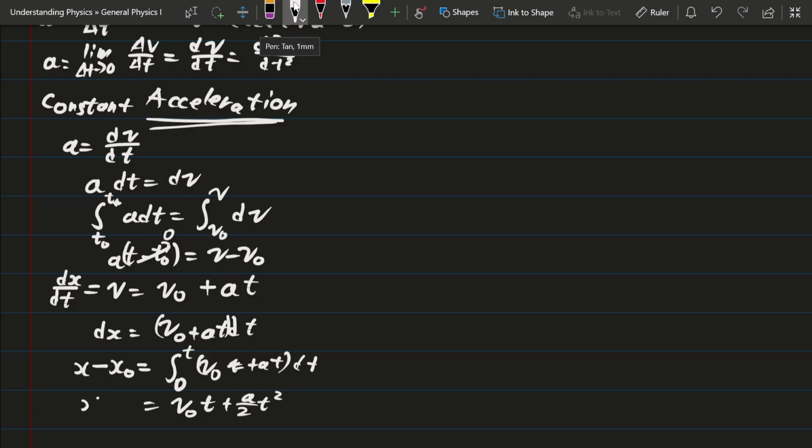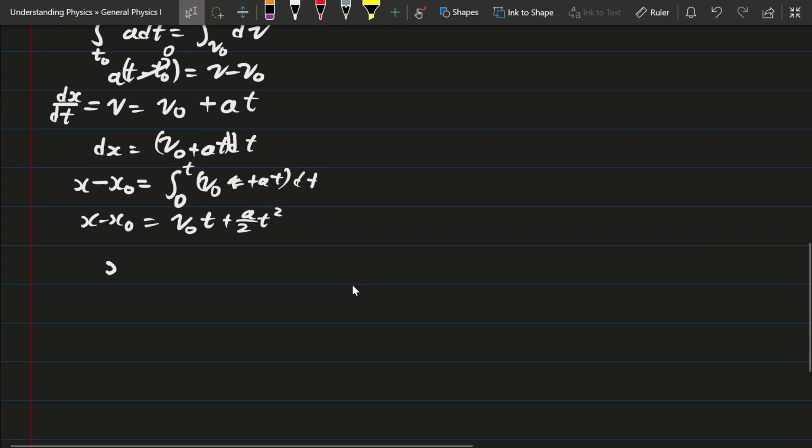And so you would obtain this equation, which we normally write as x equals x0 plus v0t plus a over 2 t squared. So this is one of the equations for you to determine the position if you know the initial position, the initial velocity, and the acceleration for a constant acceleration type of motion.